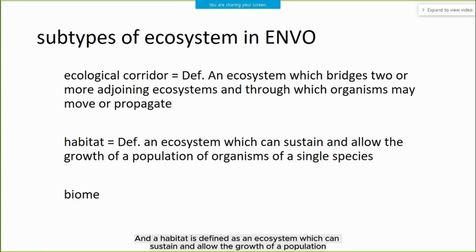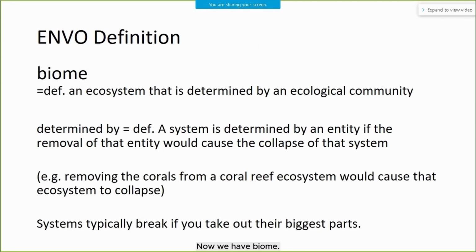And a habitat is defined as an ecosystem which can sustain and allow the growth of a population of organisms of a single species. That's important. Now we have biome. So biomes are things like desert biomes or mountain biomes. They are specific kinds of ecosystems where we have a specific temperature range, specific water supply features, rain patterns, and so forth, so that specific kinds of organisms evolve and live in those ecosystems.